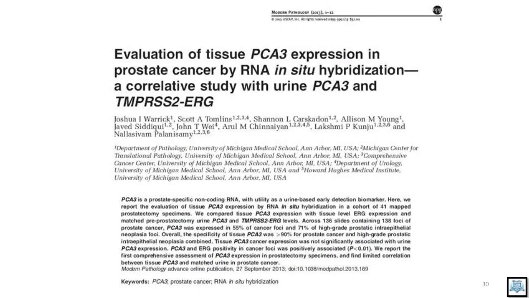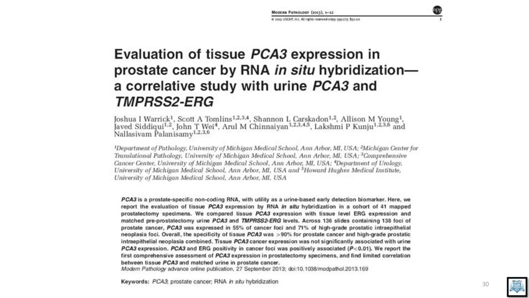And we have actually published a paper combining a study where we were able to correlate the tissue-level expression of PCA3 with the urine level. We were able to show high concordance between the urine and tissue level, but in about 5 to 10% of the cases we did find some discordant expression. We were not able to correlate strictly: the tissue level may be high, but you may not see enough in the urine, or vice versa, more in the urine but not in the tissues.